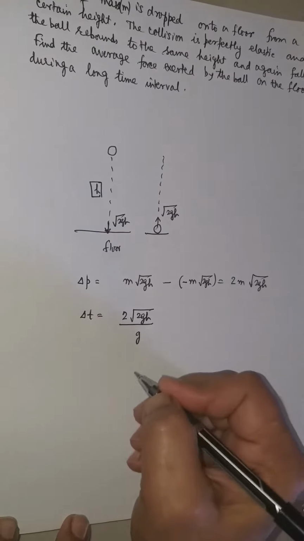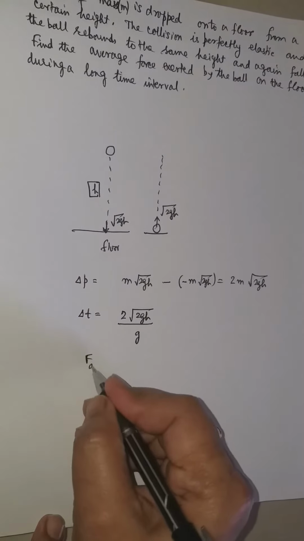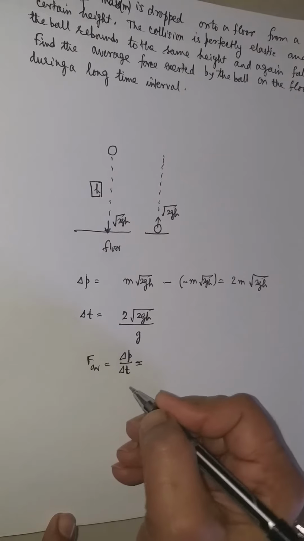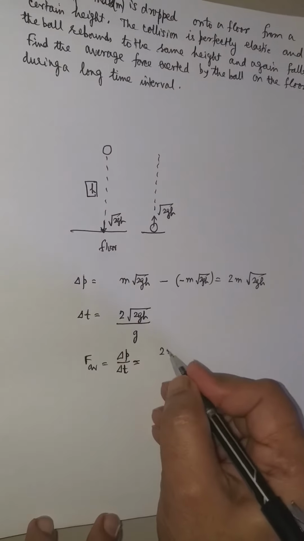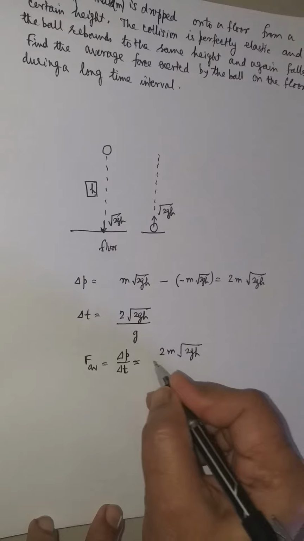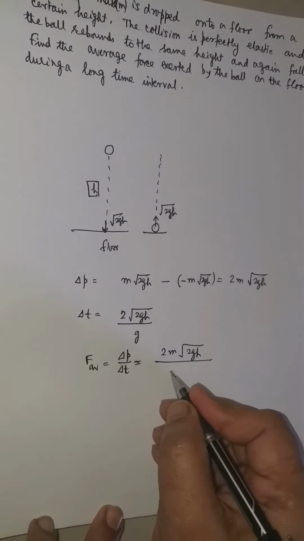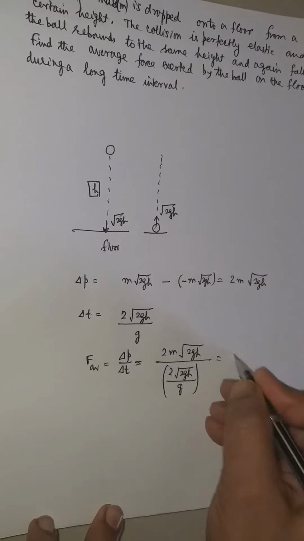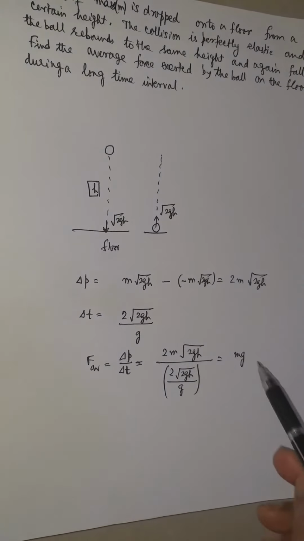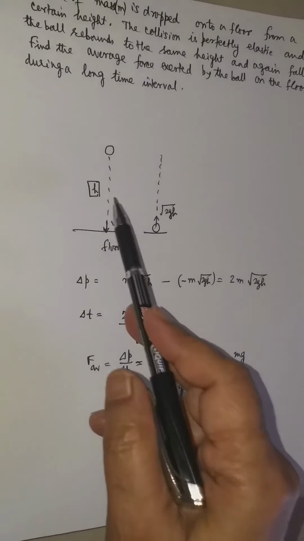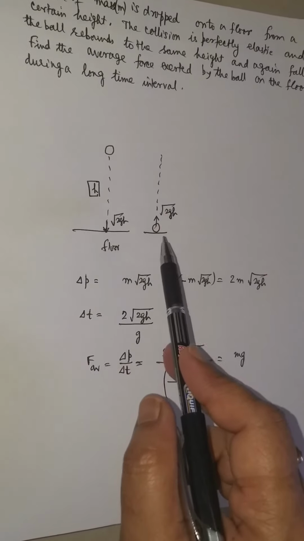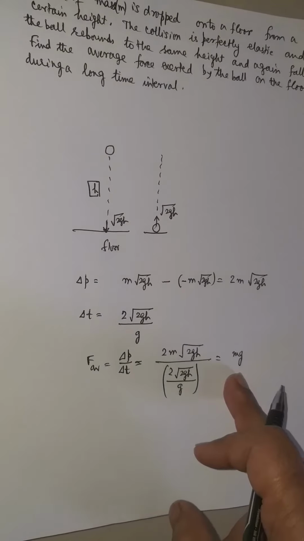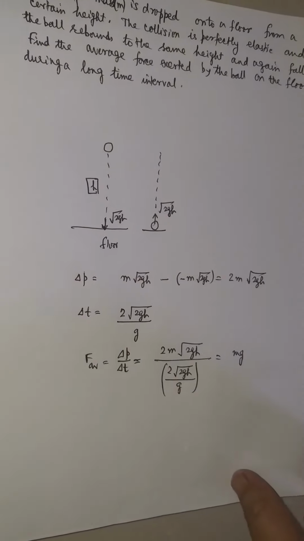So therefore we can say that the average force will be equal to the change in momentum upon the time interval, that is 2m root over 2gh divided by 2 times root over 2gh divided by g. Upon simplification, we get mg. So mg is the average force that this particle exerts on the floor over a long duration of time, irrespective of the number of collisions it is undergoing with the floor.